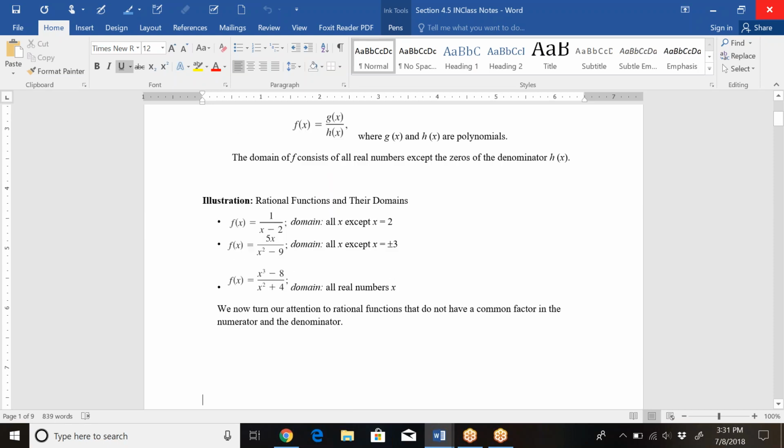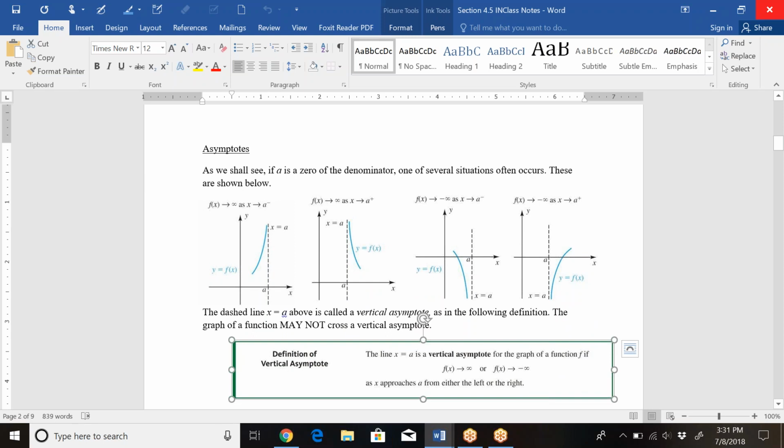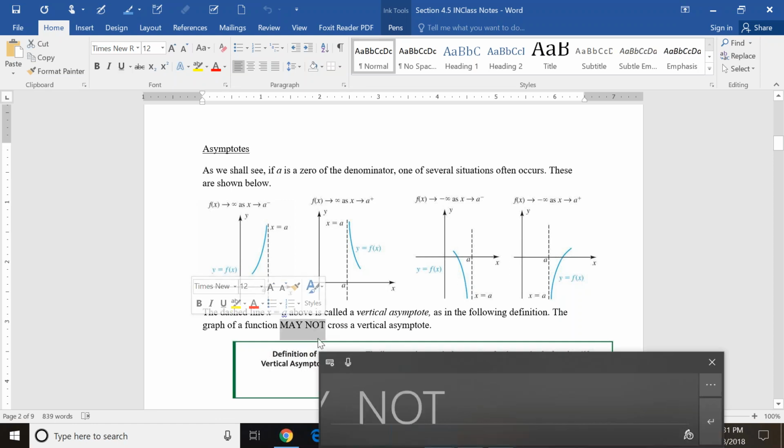Now, other things that are important are called asymptotes. A vertical asymptote is a value where you cannot cross. If your denominator ever equals 0, you get behavior where your graph goes up towards that dotted line or down towards it, and it never actually crosses it. So it's going to the infinities. You may never, ever cross a vertical asymptote. It is like a still wall.